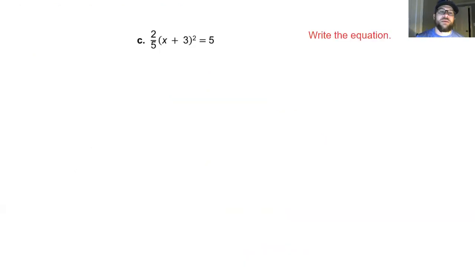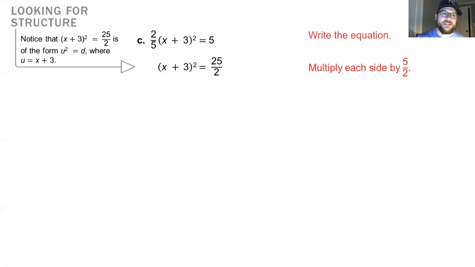Last one, we're going to work with everything outside of your parentheses first. So we have 2/5 times that parentheses. The opposite is to multiply by the reciprocal. So we're going to multiply both sides by 5 over 2. 5 times 5 is 25, and then that 2 is on the bottom. Then we have an exponent outside of our parentheses, so we can then square root both sides to get rid of that exponent. So you take the square root of 25 over 2.